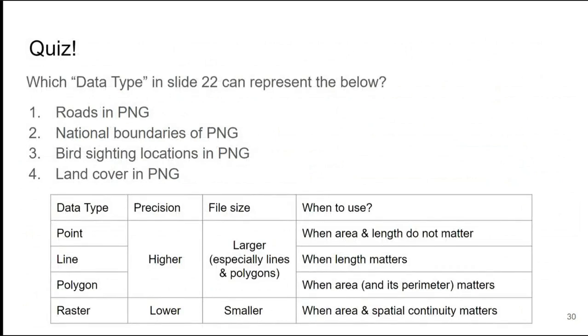Let's review the concept. What data types can represent the below? First, roads in PNG. Second, national boundary of PNG. Third, bird sighting locations in PNG. Fourth, land cover in PNG.